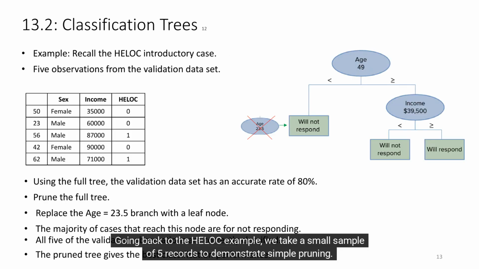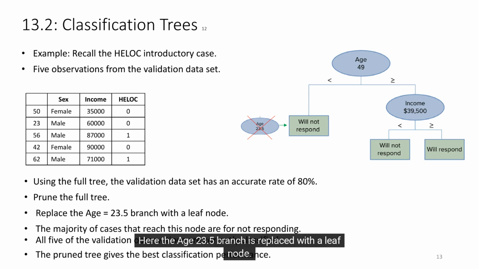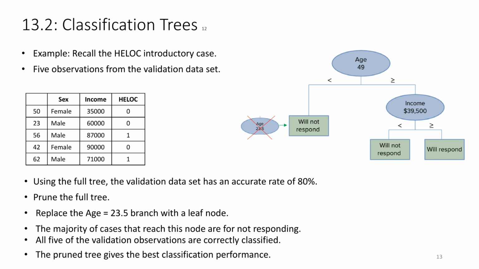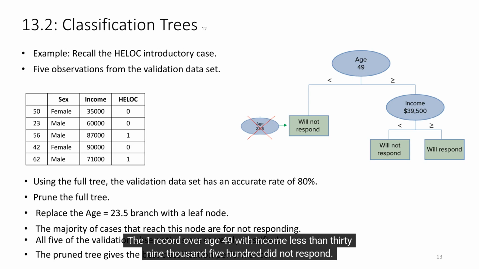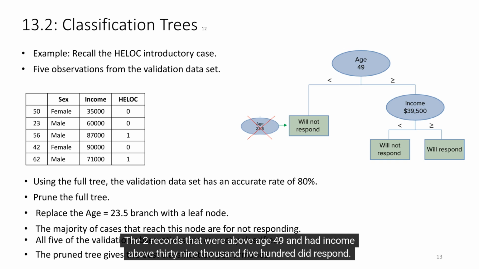Going back to the HELOC example, we take a small sample of 5 records to demonstrate simple pruning. Here, the age 23.5 branch is replaced with a leaf node. This pruned tree accurately classifies all 5 records. The 2 records under age 49 did not respond. The 1 record over age 49 with income less than $39,500 did not respond. The 2 records that were above age 49 and had income above $39,500 did respond.